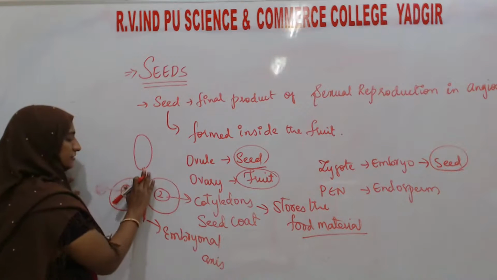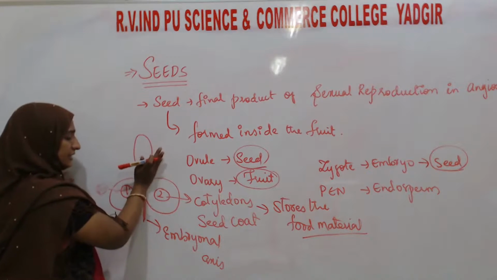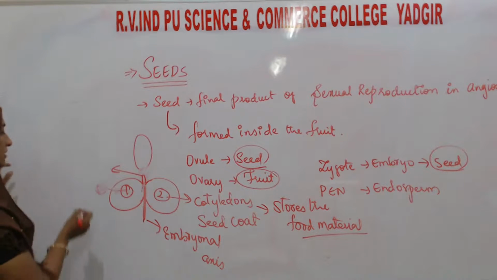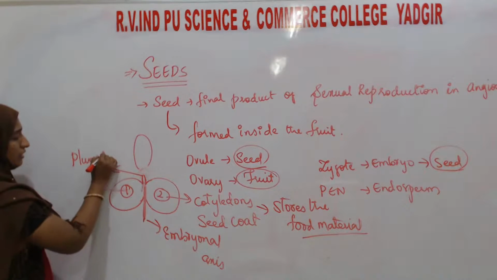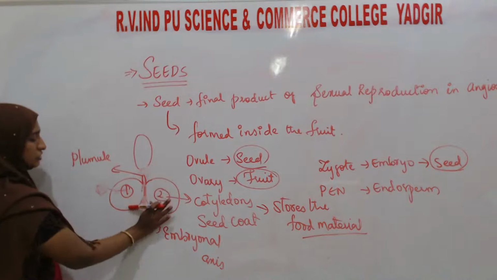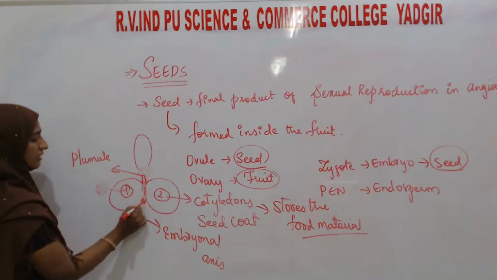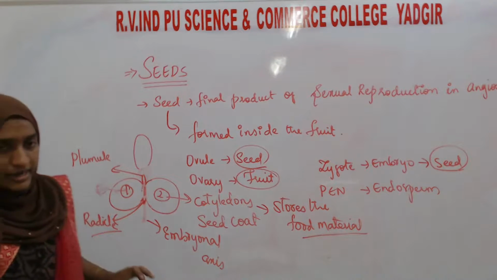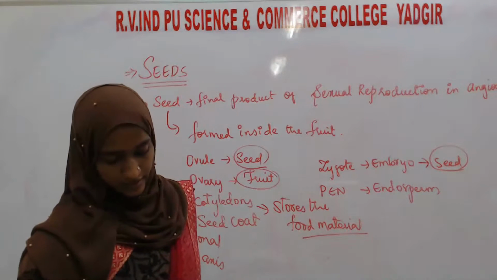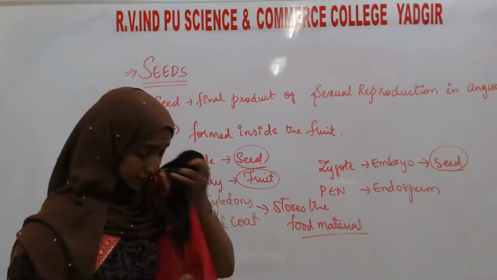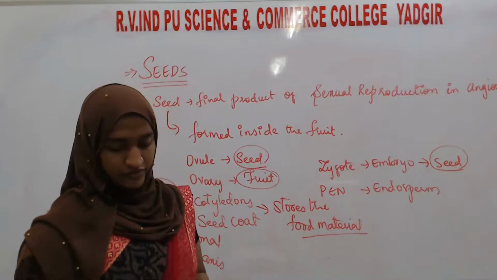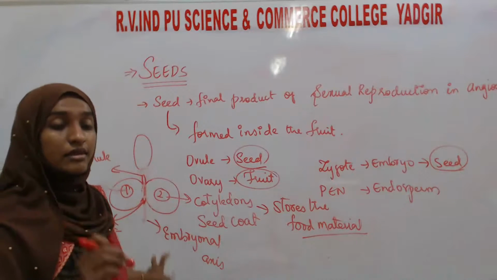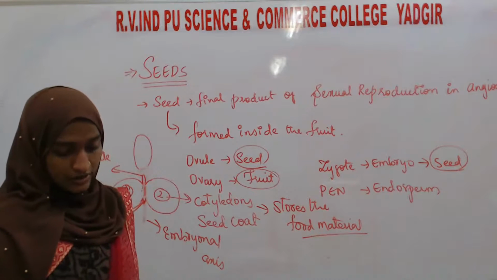In this embryonal axis, a short plumule is present, which after germination gives rise to the stem. At the bottom there is a short part known as the radicle. So radicle, plumule, and two cotyledons are present in the embryo of simple seeds. These two cotyledons are the thick swollen parts of the seed.